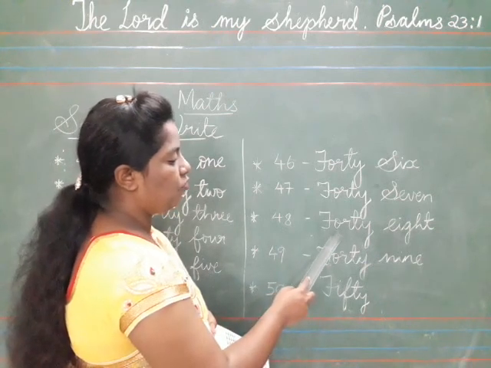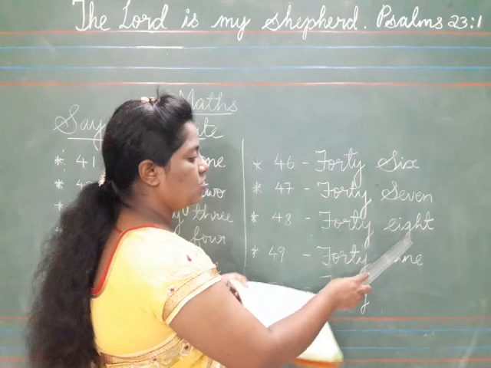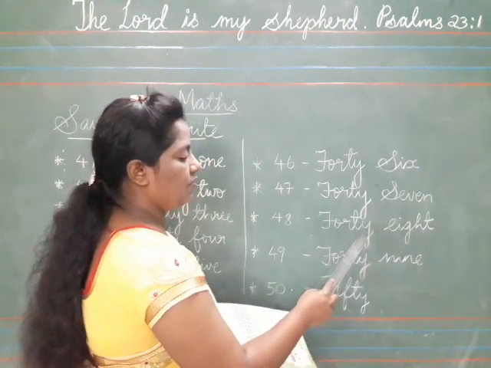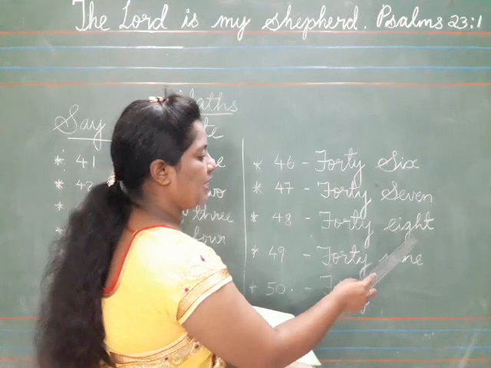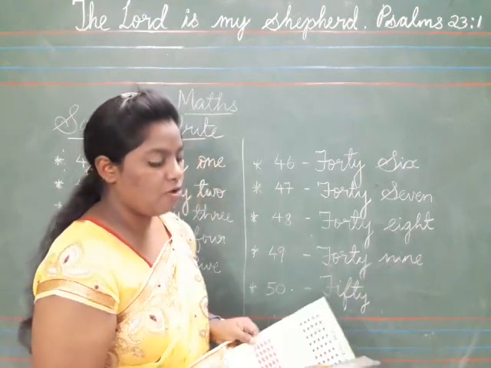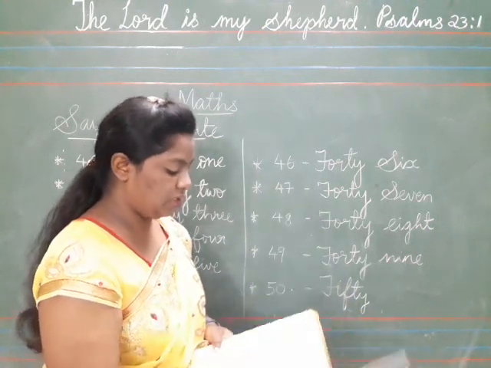F-O-R-T-Y 48. E-I-G-H-T 8. F-O-R-T-Y, 48, E-I-G-H-T, 48, how many donuts? 48, shall we move on to the next? Page number 52.